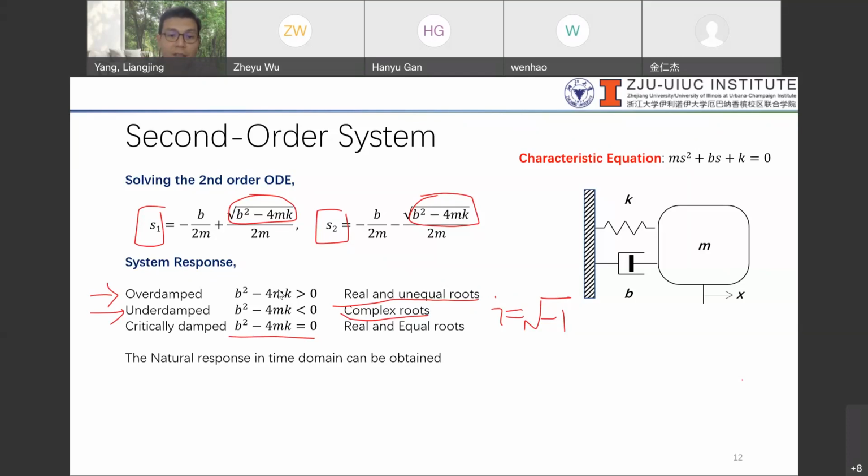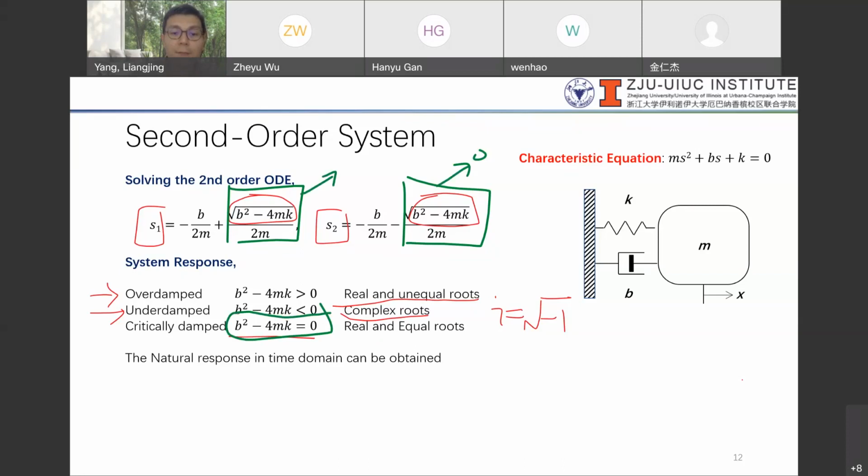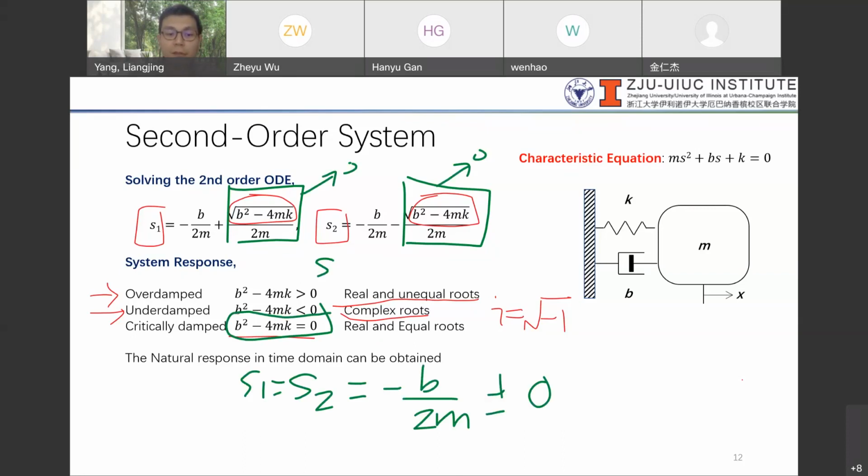And when this part here is equal to 0, we are going to see this real and equal root, right? Because your term here will actually be equal to 0. Okay, if this is equal to 0, it will be equal to 0. All right, and so in this case, S1 and S2 are going to be the same. Okay, they are both going to be the same, because it's plus or minus 0 on this side.